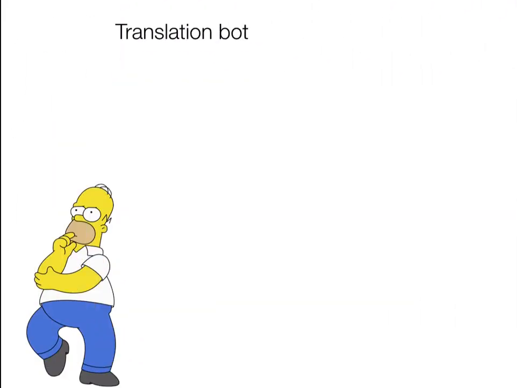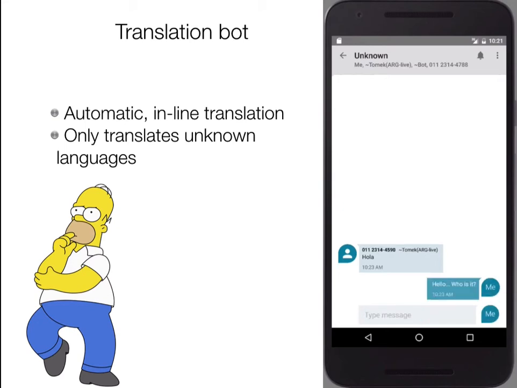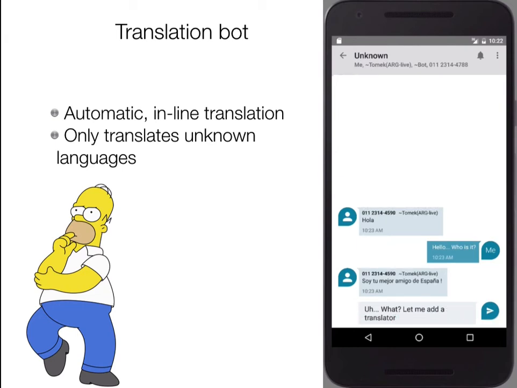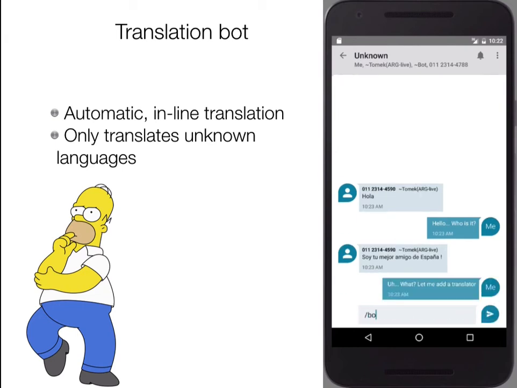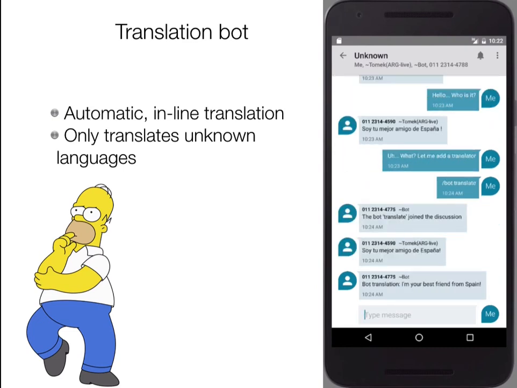Translation bot. Translation bot allows you to translate the text in line, like we said before. Okay, so here's an example. I have someone who says hola, and I don't know who it is. So he says something in Spanish, and I have no idea what it is. So I'm saying, okay, let me just add a bot to help me here. I'm doing the command to add a bot, and the bot joins. And now, as soon as he says something in Spanish, the bot translates it. And I know it's my best friend from Spain, and I can talk to him.